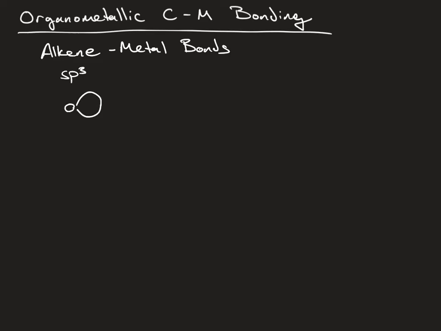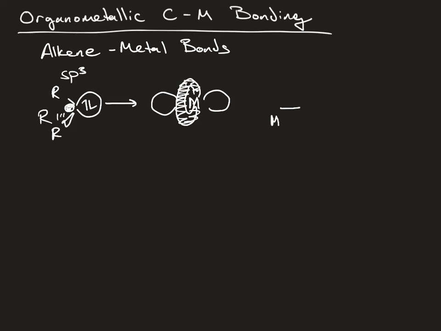So an sp3 orbital on the carbon and various substituents off that carbon center. And we can think of it as the lone pair in this sp3 orbital donating into a metal-based d orbital in a sigma type fashion. So for example, we can think about this donating into a metal dz squared orbital, although we could also think of it donating into a dx squared minus y squared orbital in a sigma type fashion.